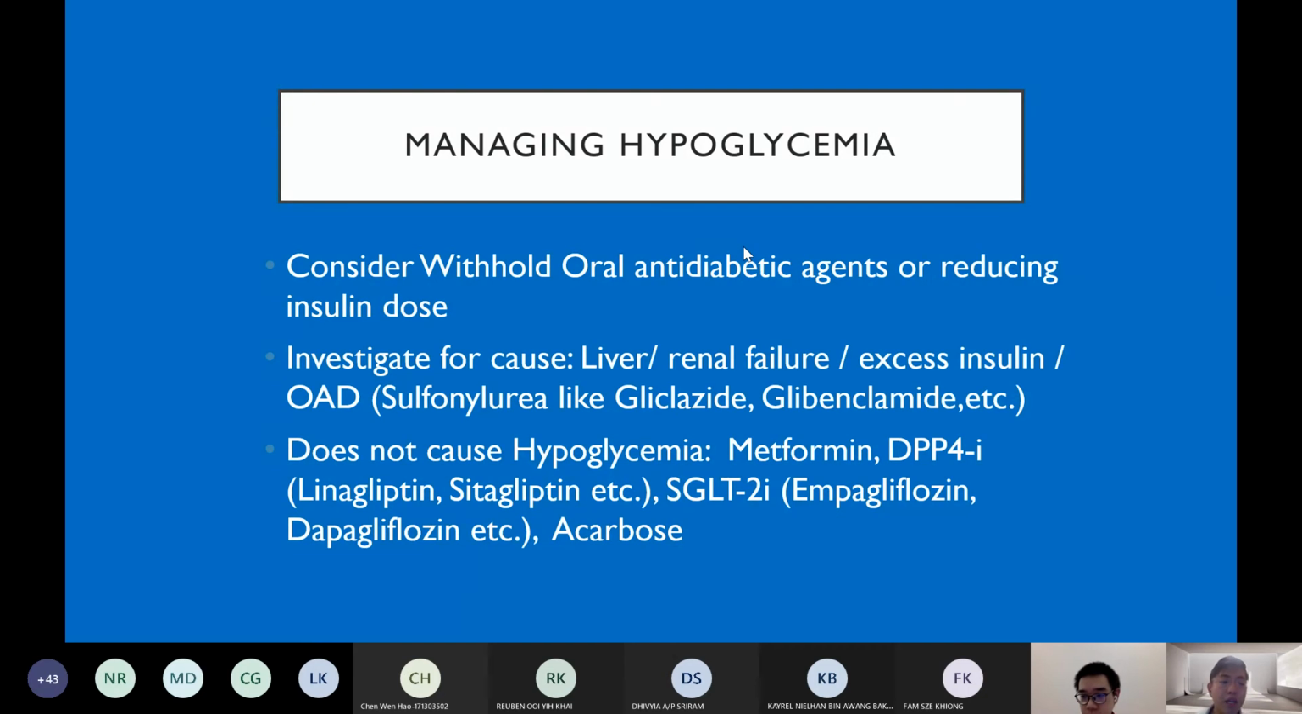And also never forgetting your common causes of hypoglycemia, i.e. your oral antidiabetic drugs, so sulfonylureas, such as glipizide and glibenclamide. And medications that don't cause hypoglycemia: metformin, DPP4 inhibitors such as linagliptin, sitagliptin, SGLT2 inhibitors such as empagliflozin, dapagliflozin, etc., and acarbose as well does not cause hypoglycemia.